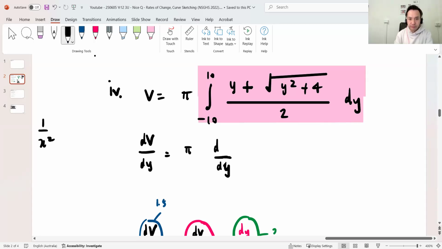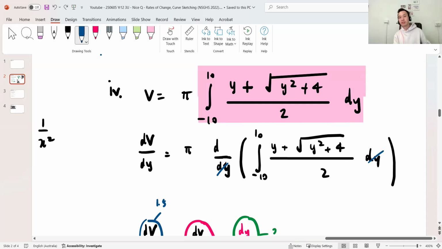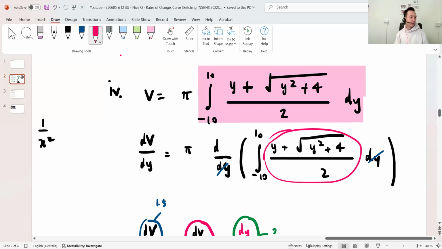It'll be the derivative of this integral from -10 to 10 of y plus root y squared plus 4 all over 2 dy. Right? Obviously then, mathematically, the dy sort of cancel out. You're differentiating an integral. Guys, what happens when you differentiate an integral? They sort of mutually cancel out, right? And the thing that's left over, that is your function.